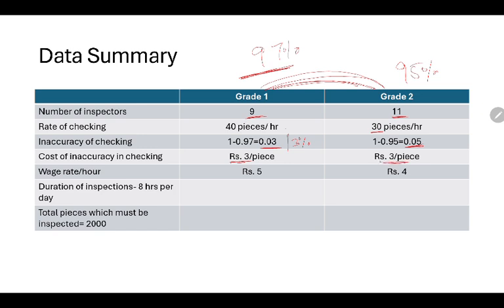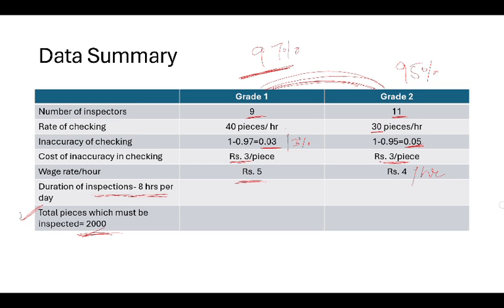Either it is for grade 1 or for grade 2, and their wages are given to you: grade 1 is paid rupees 5 for 1 hour and grade 2 is paid rupees 4 per hour, and they are working for how many hours in a day? 8 hours, and the total pieces which the organization wants to be inspected is 2000 pieces. Alright, so this is the summary of the data which is given to us in the question.